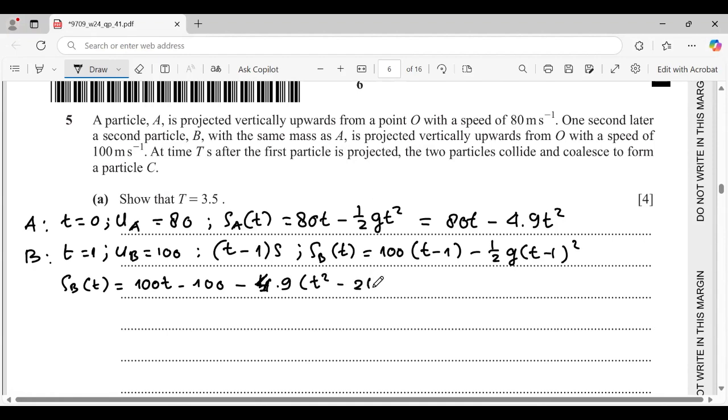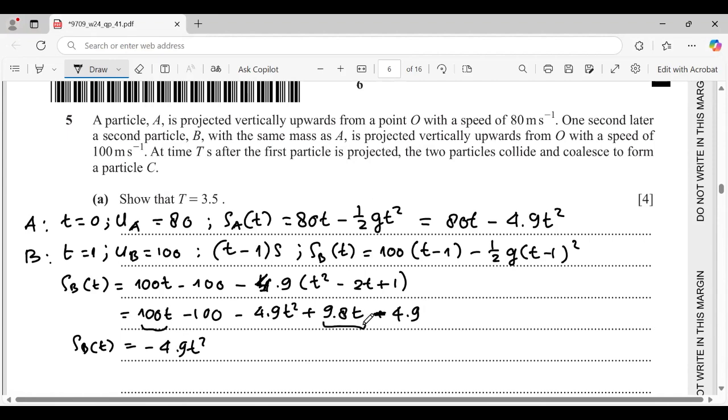(t minus 1) squared is t squared minus 2t plus 1, so it becomes 100t minus 100 minus 4.9t squared plus 9.8t minus 4.9, because minus times plus. So the equation becomes minus 4.9t squared plus 109.8t minus 100 minus 4.9, it is minus 104.9.